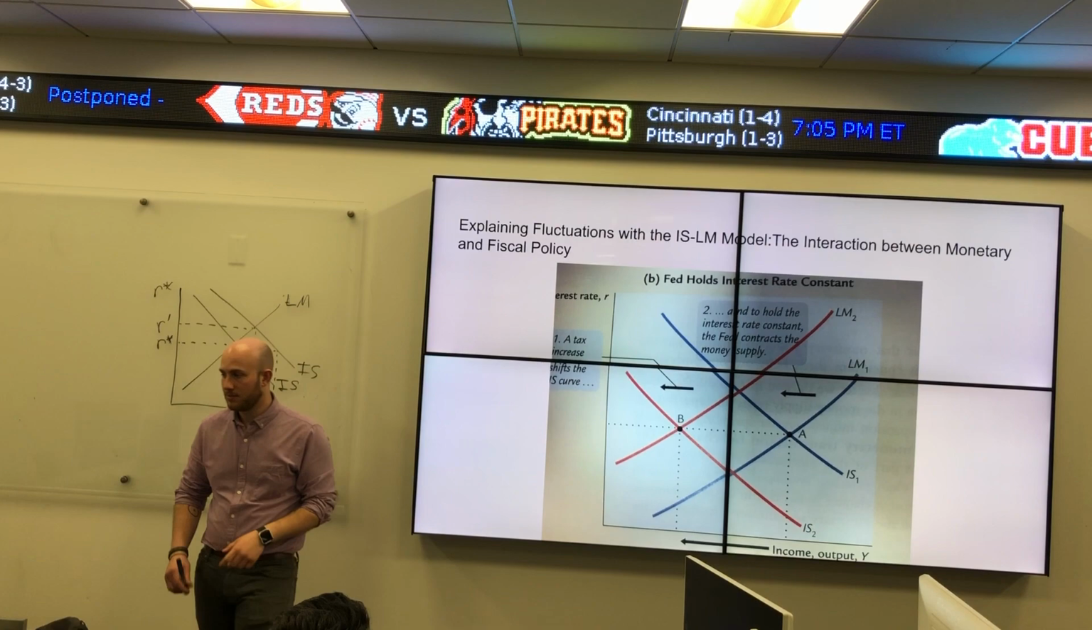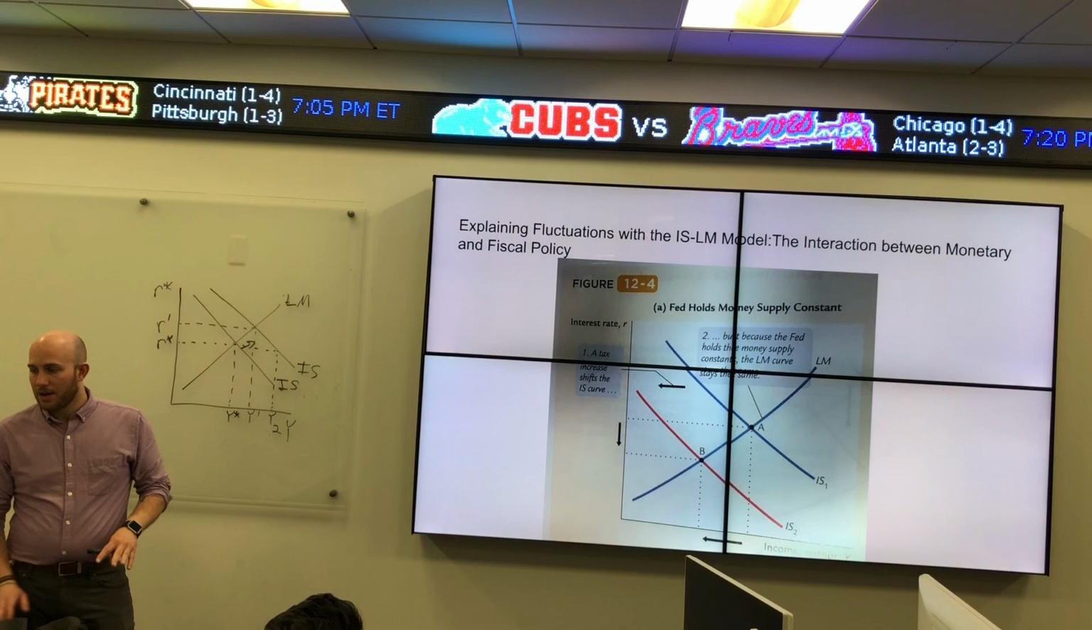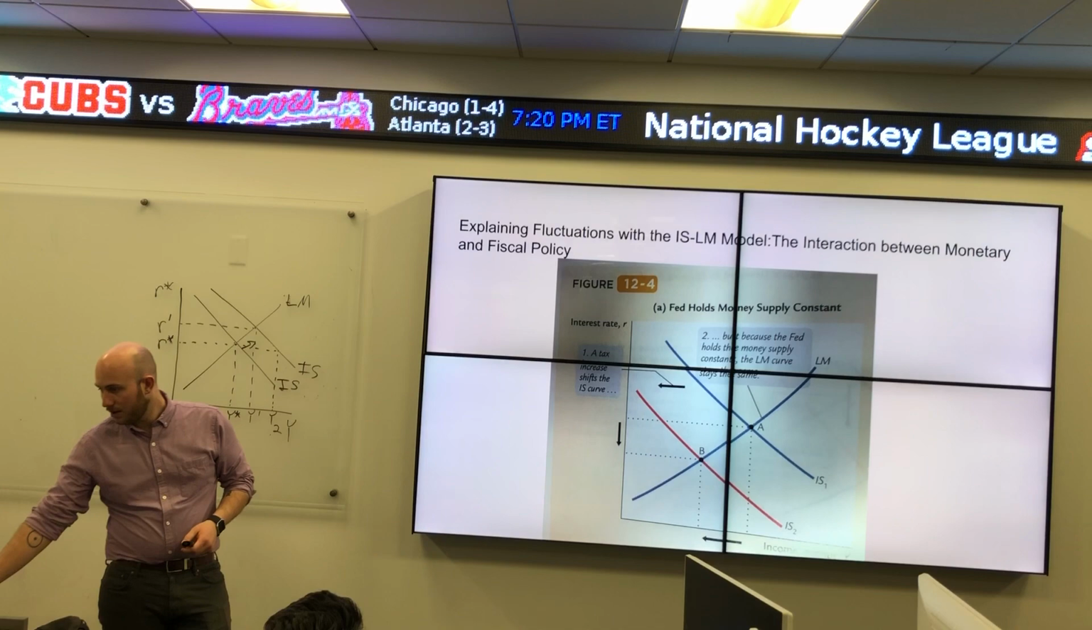And if you go back, assuming these are the same situation, you can see that there is a much different change in income in this scenario when we keep the interest rate constant.